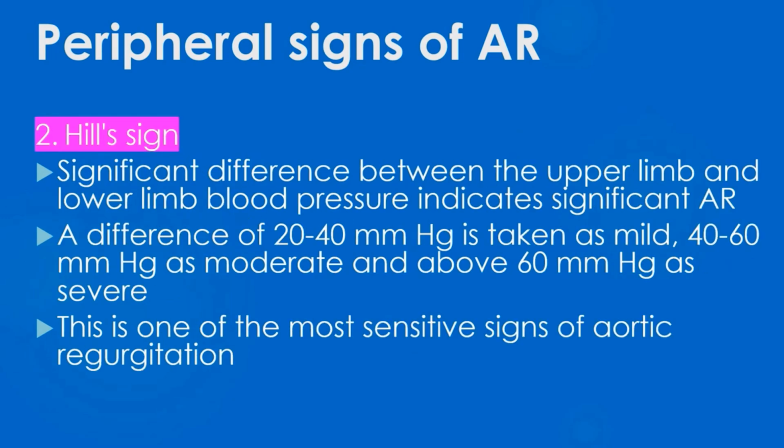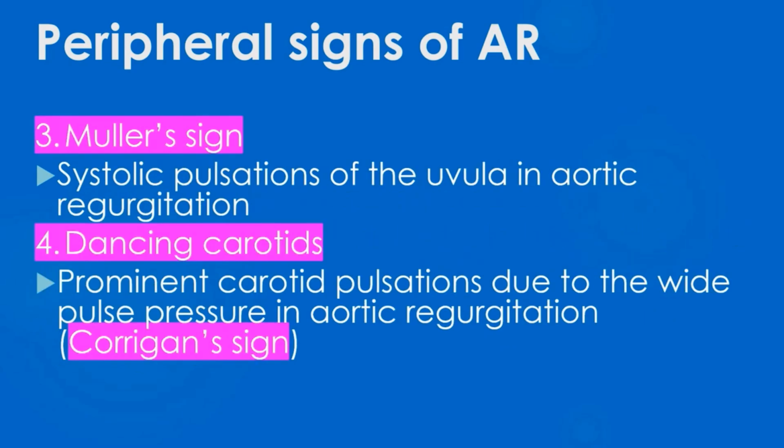2. Hill sign. Significant difference between the upper limb and lower limb blood pressure indicates significant aortic regurgitation. A difference of 20 to 40 millimeters of mercury is taken as mild, 40 to 60 millimeters of mercury as moderate, and above 60 millimeters of mercury as severe. This is one of the most sensitive signs of aortic regurgitation. 3.